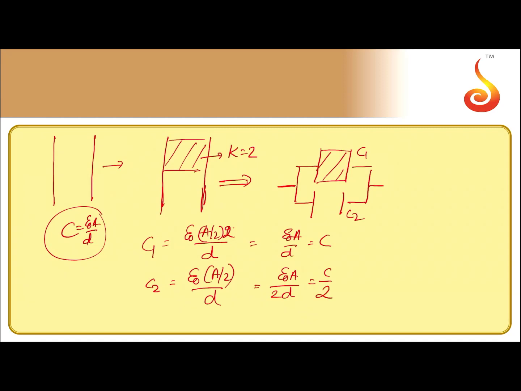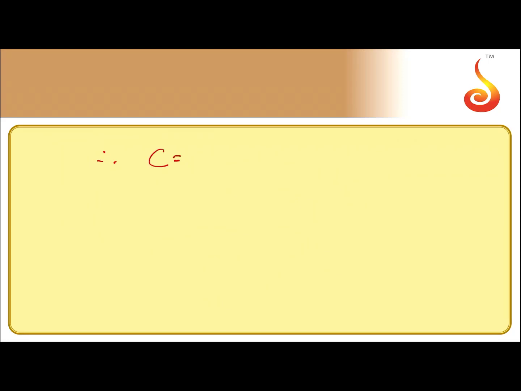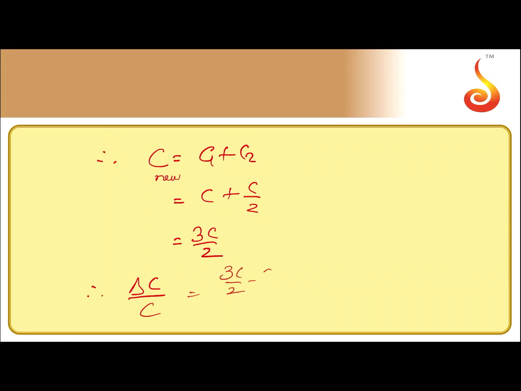How are they connected? They are connected in parallel. Therefore, the equivalent capacitance is C1 plus C2. C plus C by 2, 3C divided by 2. So, the effective capacitance of this arrangement, or the new capacitance, is 3C divided by 2. Therefore, the percentage change is delta C divided by C, 3C divided by 2 minus C, divided by C, or C by 2 divided by C, which corresponds to 50%. So, the capacitance increases by 50%.